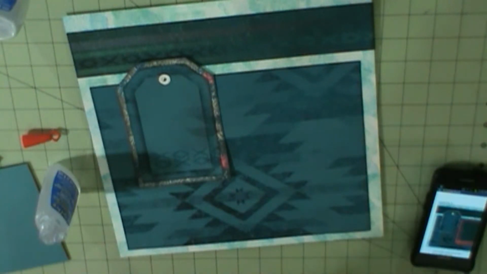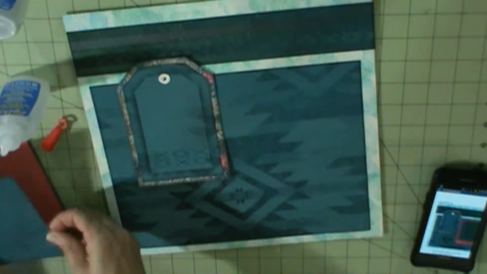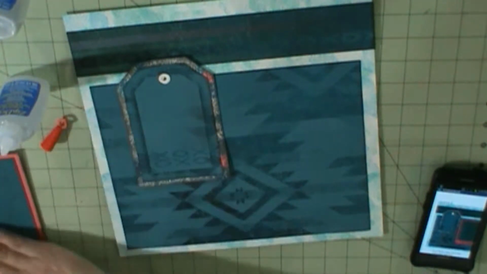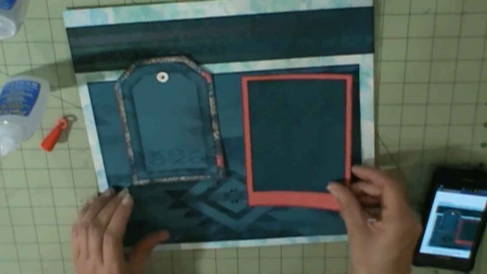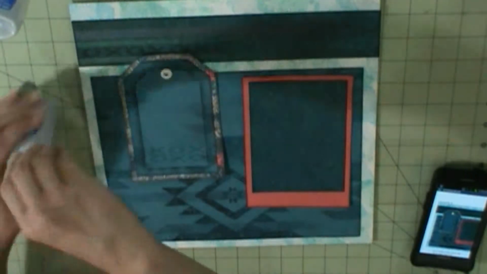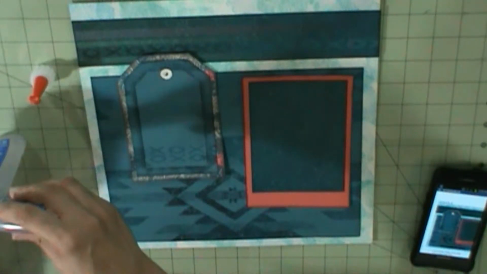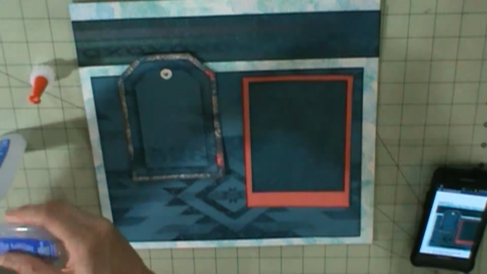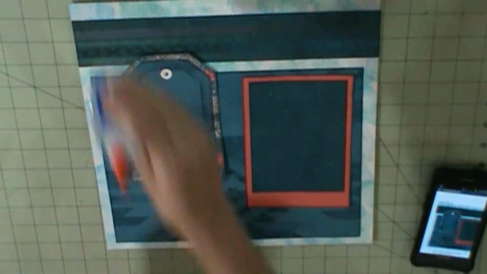And then that tag, both of those are punch aparts. And then I put a brad in through the hole. It's two different punch aparts, two different patterns. And then that teal color tag is layered over top another, slightly larger tag.